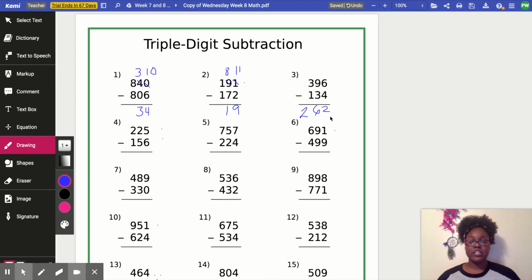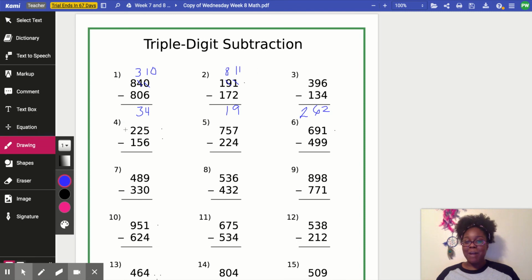Before I continue, I do want to go over some math terminology with you. This big number up here is called the minuend. The minuend is always your big number. Then you have the subtrahend, which is the number you are subtracting. It's only 1 so far if you're counting.